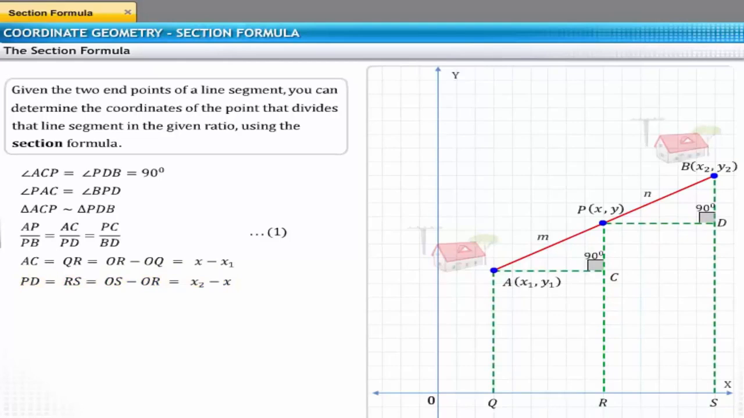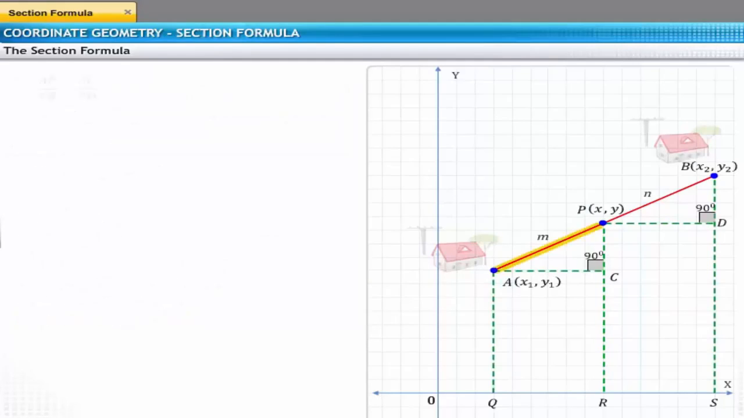Now let's move on to determine the heights of both the right-angle triangles. PC is equal to PR minus CR is equal to Y minus Y1. Similarly, BD is equal to BS minus DS is equal to Y2 minus Y. Earlier, from equation 1, we get AP divided by PB is equal to AC divided by PD. Substituting the values of AP, PB, AC and PD in the ratio of the corresponding sides, you get m divided by n is equal to x minus x1 divided by x2 minus x.